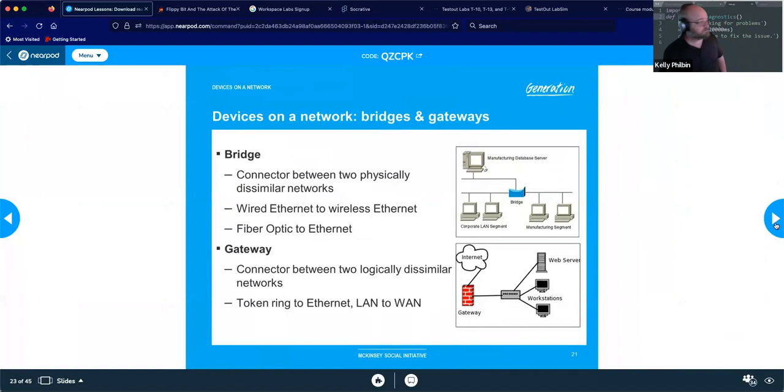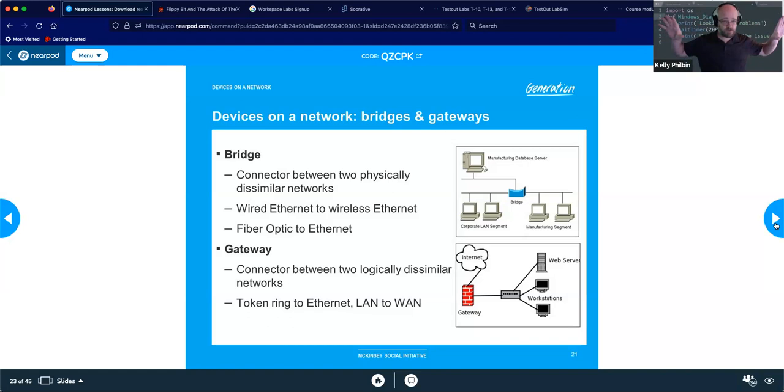Next, we get to a bridge. An easy way to think of a bridge is that it's just an adapter. It really is all it is. It connects two physically dissimilar networks. So if I'm going from Wi-Fi into a wireless access point that is connected by wire to my router, that WAP is a bridge. It is connecting two physically dissimilar networks, Wi-Fi and twisted pair or Ethernet cable.